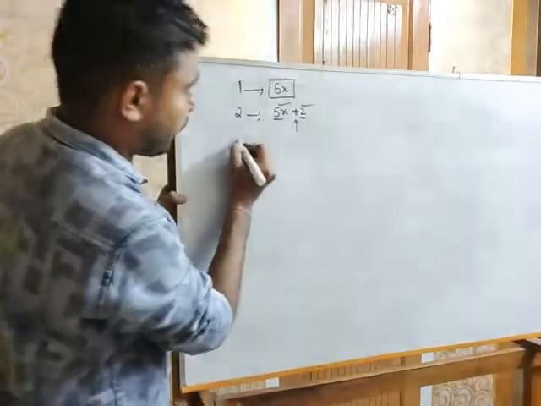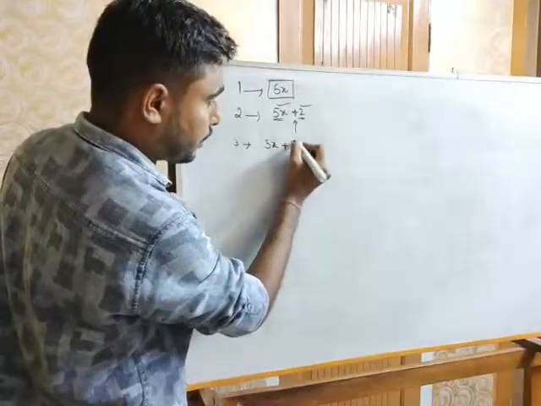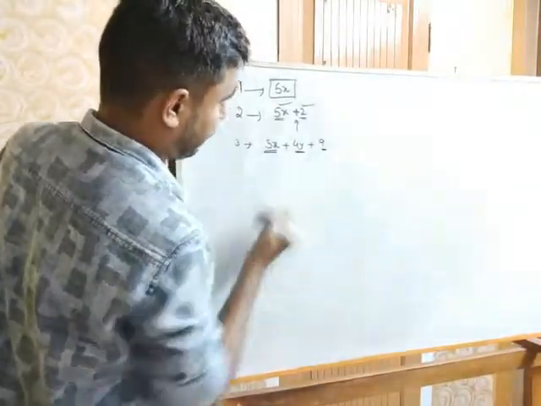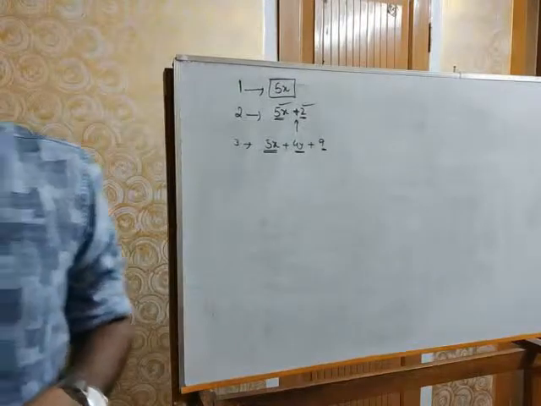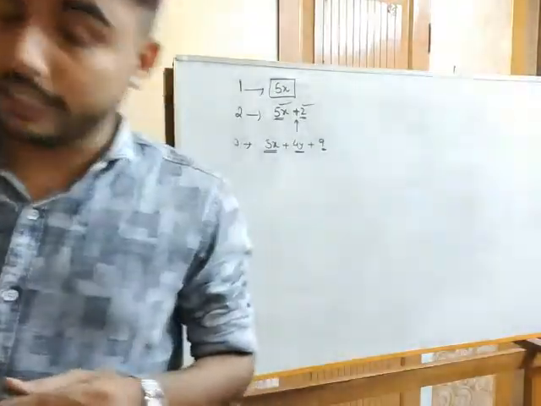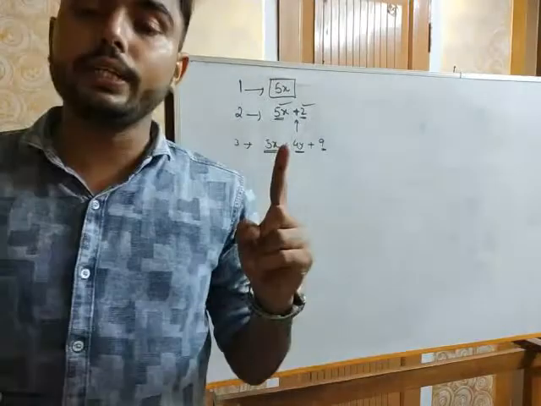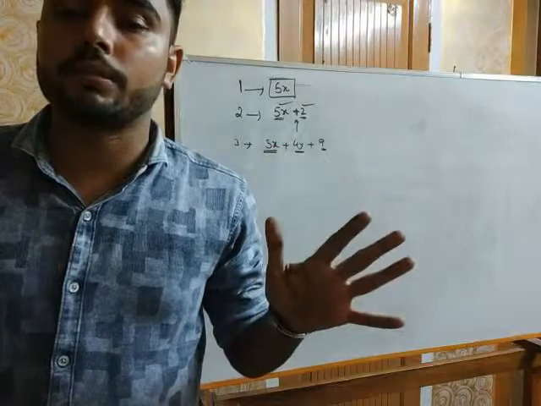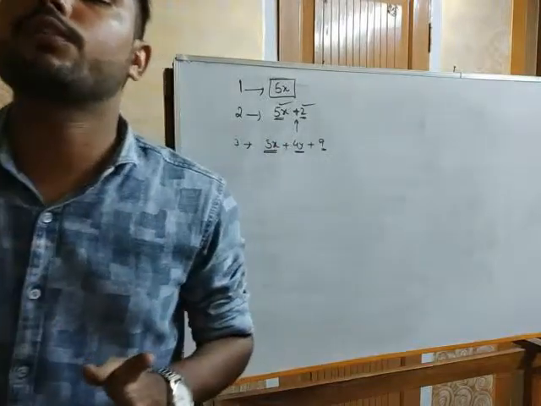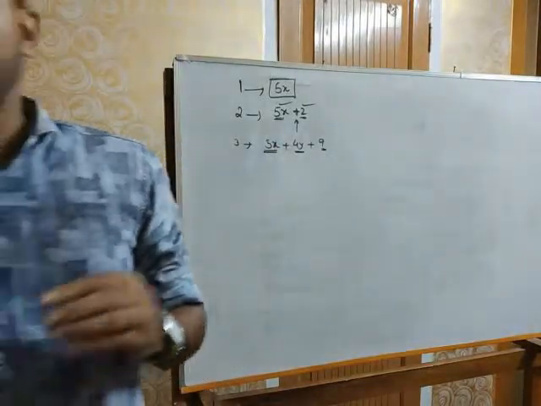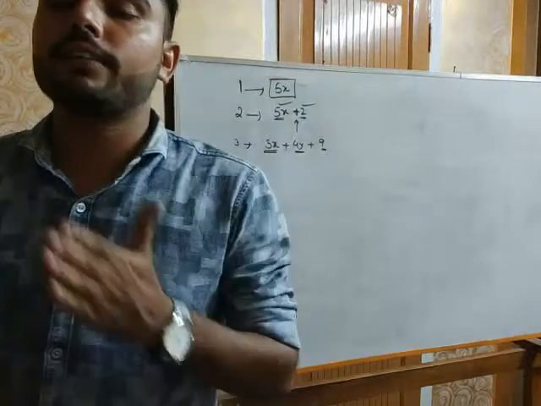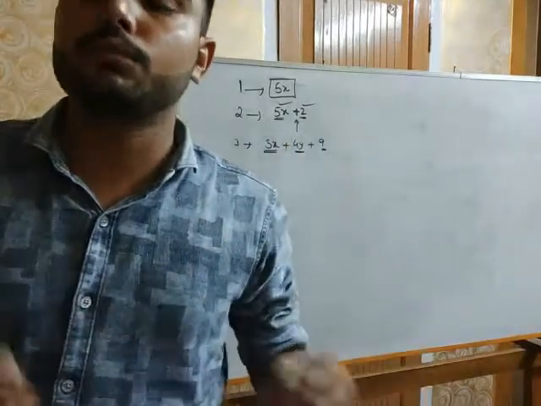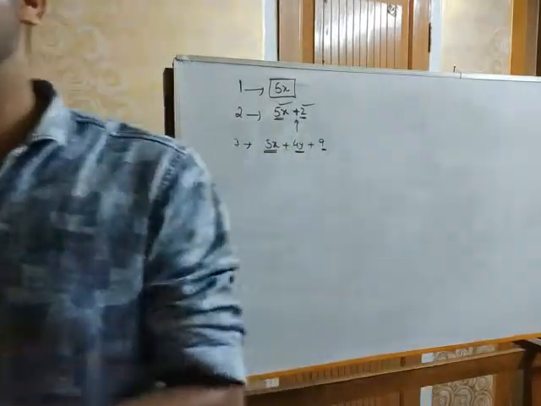Next, for three terms you can see 5x plus 4y plus 9. 1, 2, and 3. It's not necessary that an algebraic expression will have only one term or two terms or three terms or four terms or five terms. It can have two terms, three terms, four, five, six, seven, eight, nine. I cannot say that it will have only five terms or only six terms or only seven terms. It can have any number of terms.